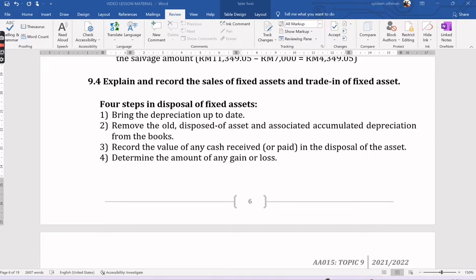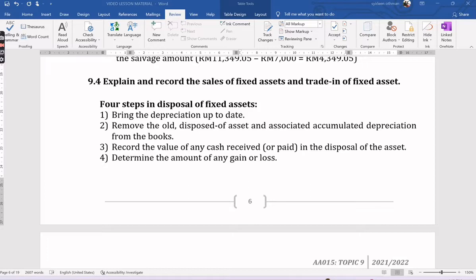Okay, so 9.4, we're going to explain and record the sales of fixed asset and trade-in of fixed asset. Okay, so there are 4 steps in disposing a fixed asset. The first thing that you need to do before you dispose an asset is bring the depreciation up to date. That means kita kena update dulu nilai depreciation for the year. Okay, bring it up to date.